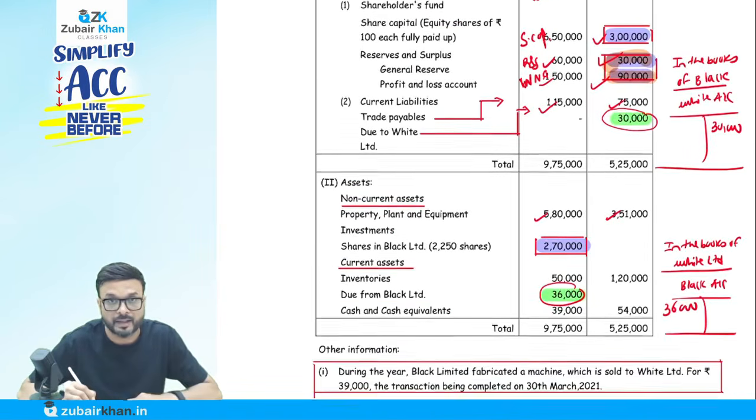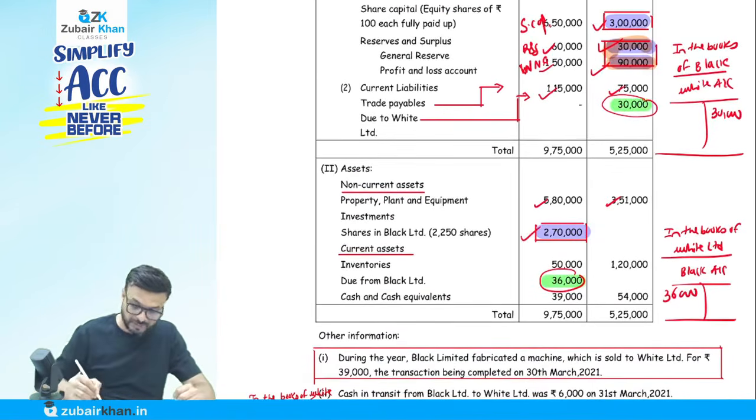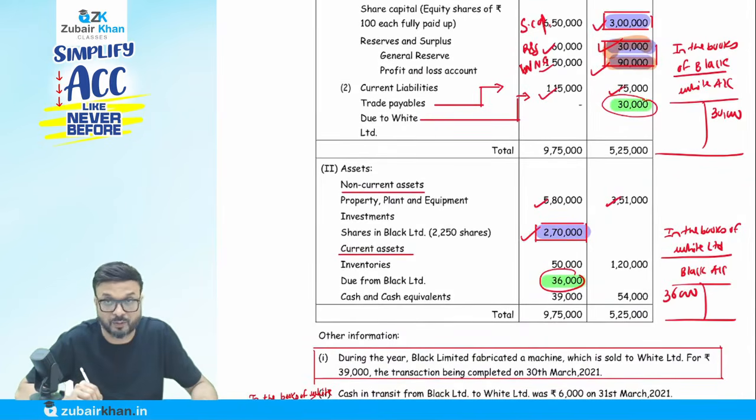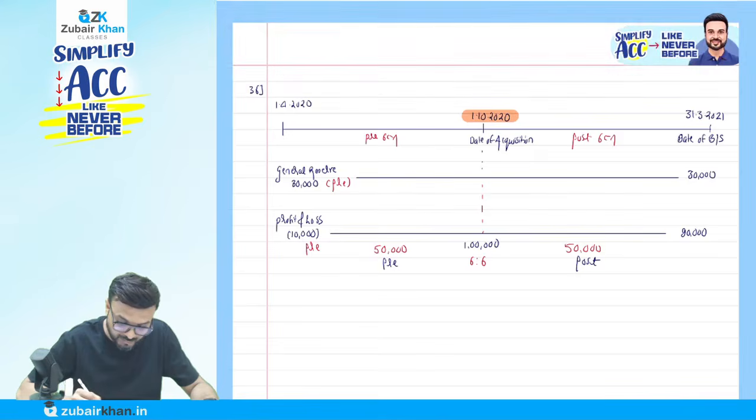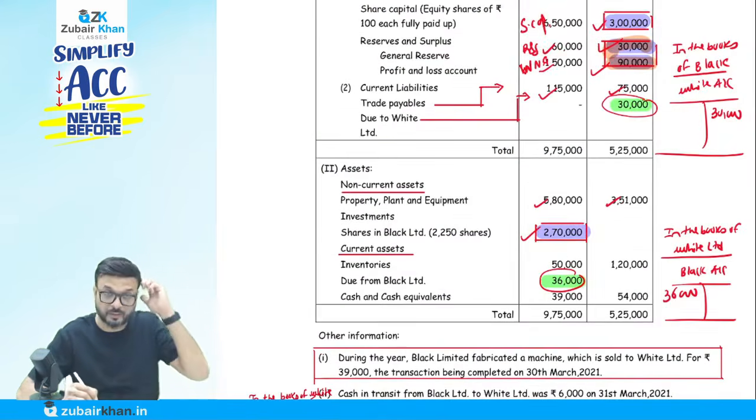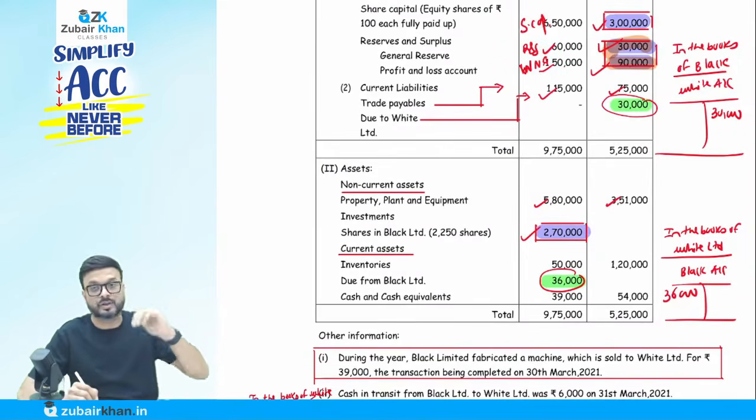Okay. Then we have here investment in subsidiary company. How much investment? 2,70,000. It's a dangerous figure. What do we do with this investment? I told you that we basically write it down in working note number 3 as the cost of investment.